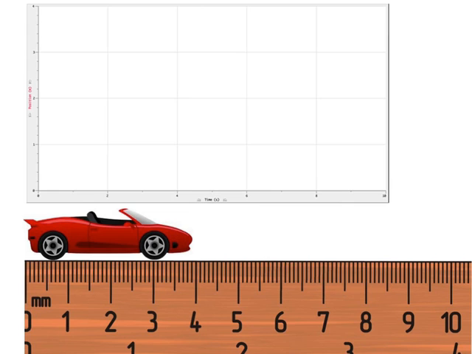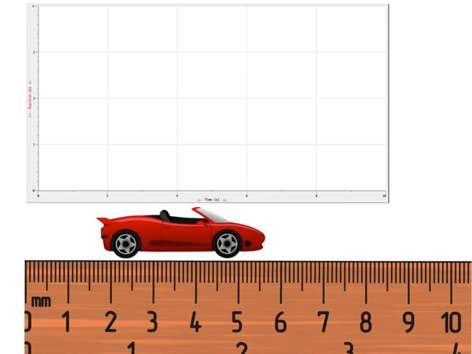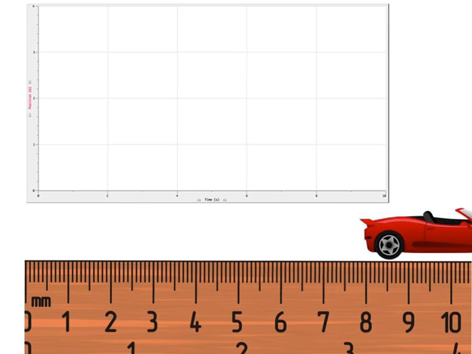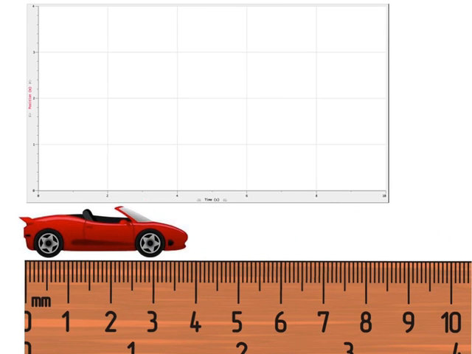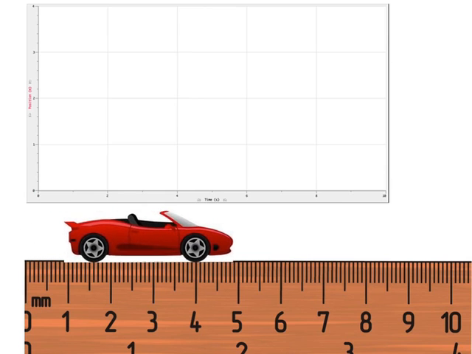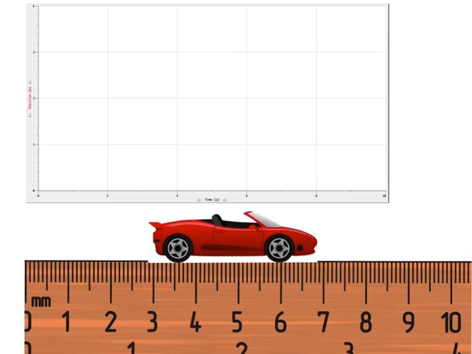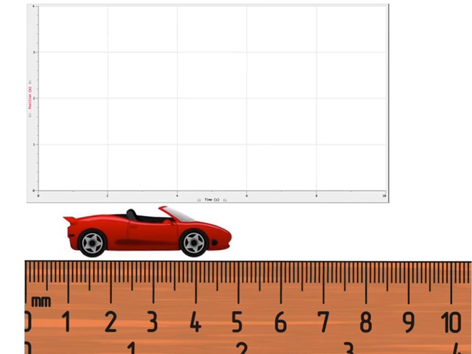Now we're going to have the car go from a position of 0, where it is right now, and drive along the road to a position of 8. So that would be a distance of 8. Obviously, this car can travel that distance of 8 at different rates. So it could go really slowly, or, because it's red, it could go really fast.